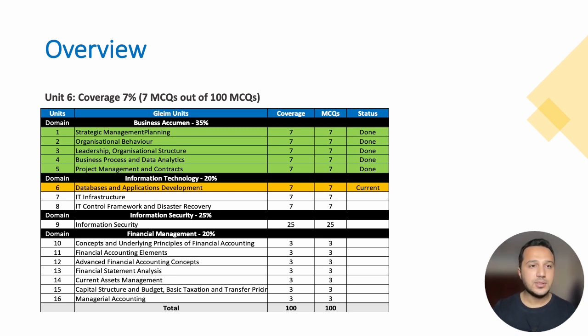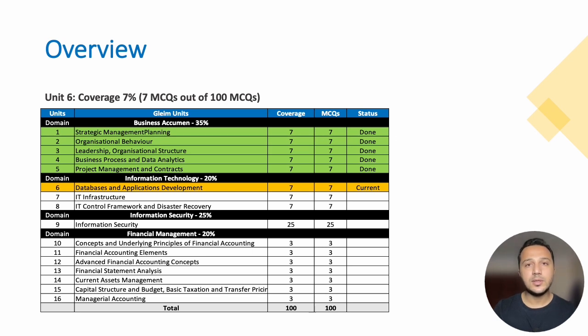This is an interesting slide because it gives you an overview of the entire syllabus. There are basically four domains, but I personally classify three domains because the first domain is about business acumen, but the second and third are more related to IT. The second domain is about IT infrastructure, IT databases and applications, so the software and the hardware side of IT.